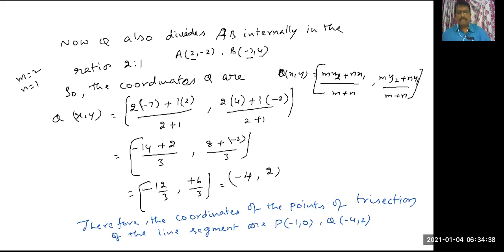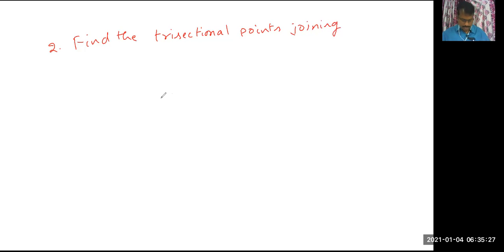Okay. Now I am going to do this problem. So as usual, I will do the second one, and first you can do it. Find the trisectional points joining -3 comma -5 and -6 comma -8. This is the problem.